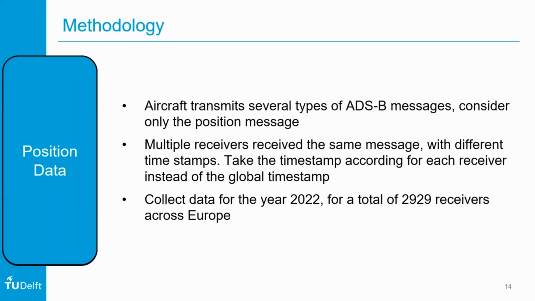Next, if you look at the position table in OpenSky, you will see there's a timestamp from receivers and there's a global timestamp. We take the timestamp from each receiver because there's another problem if you take the global timestamp, because each receiver has some variation in it. And I honestly don't know how this global timestamp is calculated. So because we focus on the reception of each receiver, we take the one from each receiver. And we collect data from year 2022 for this number of receivers registered in OpenSky data.